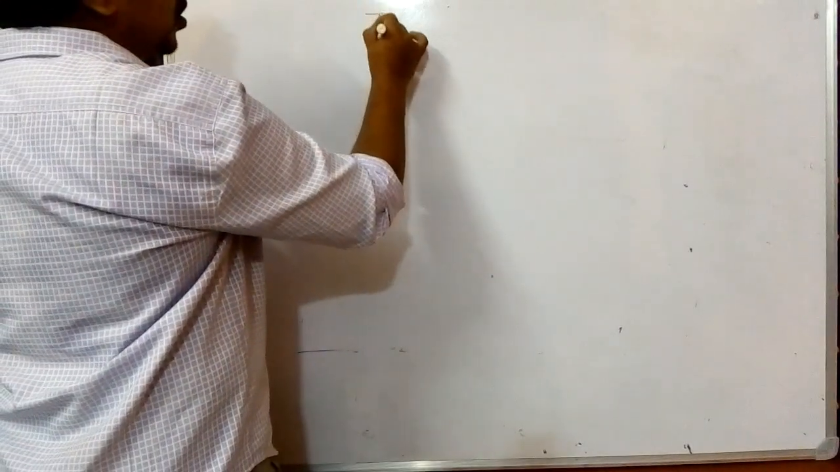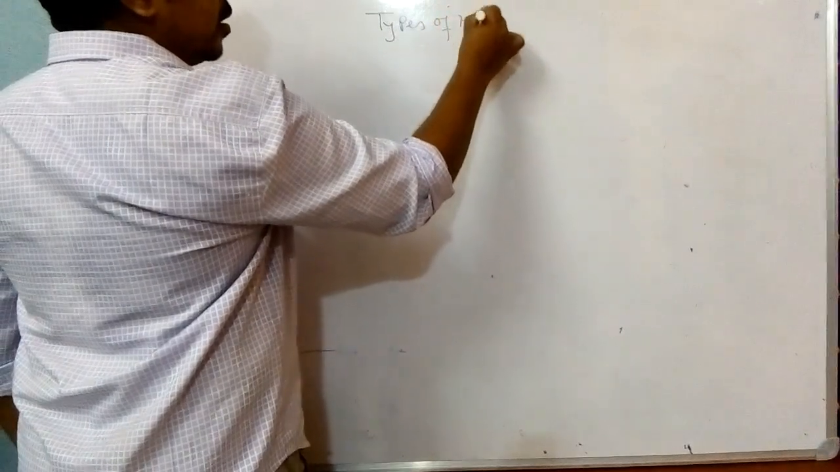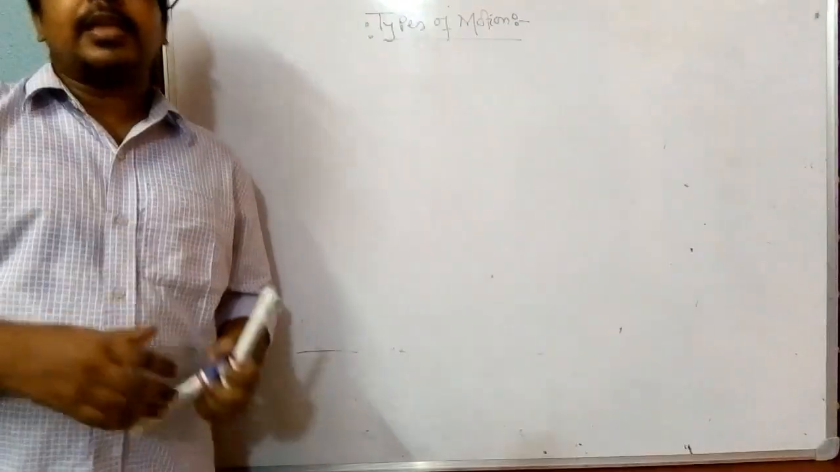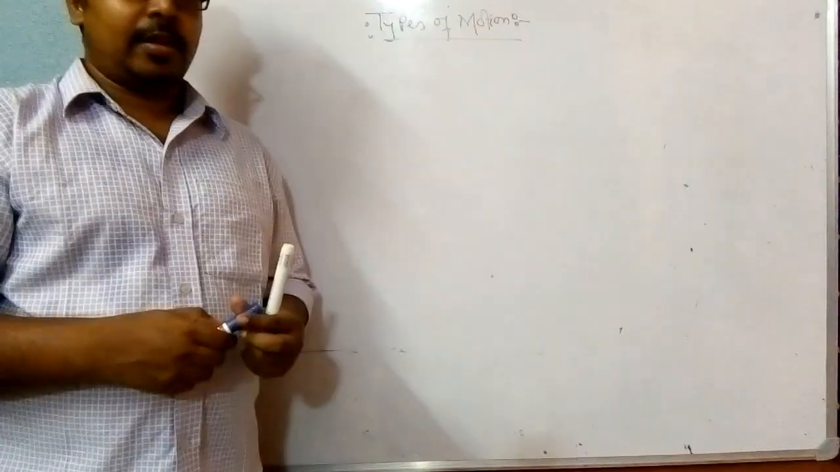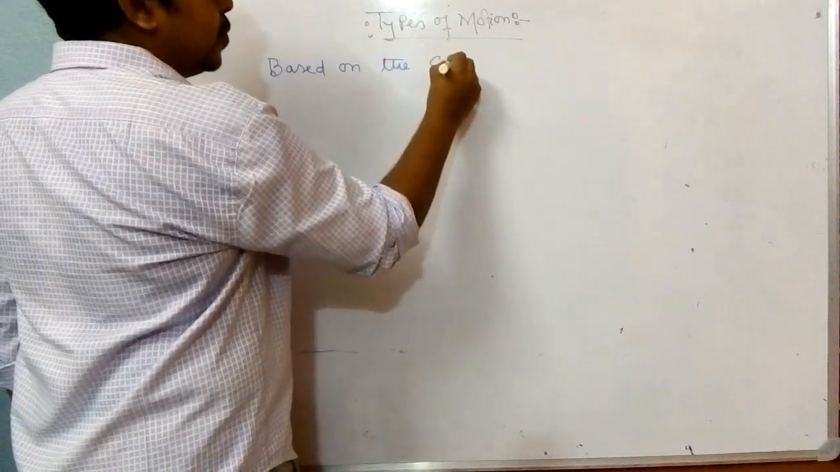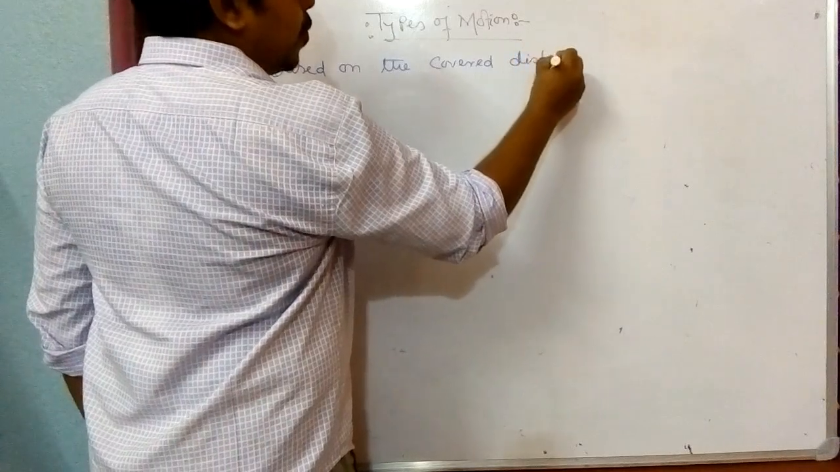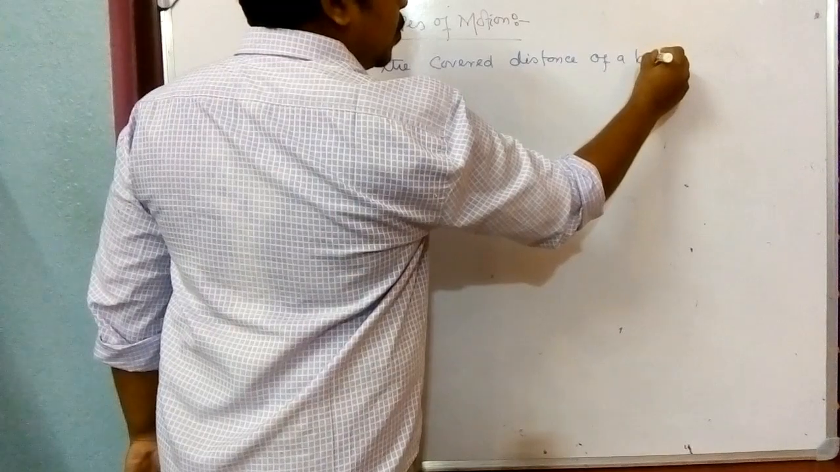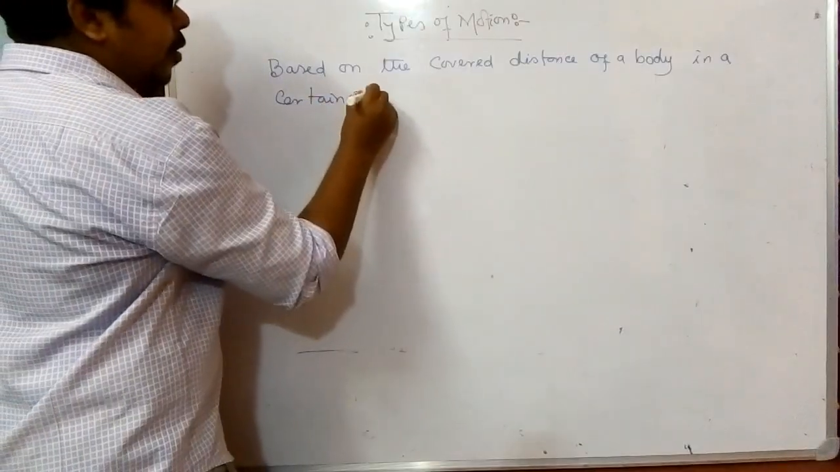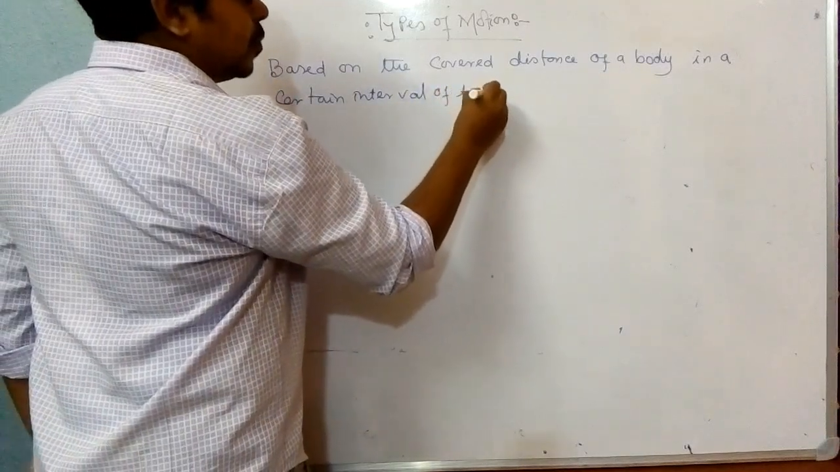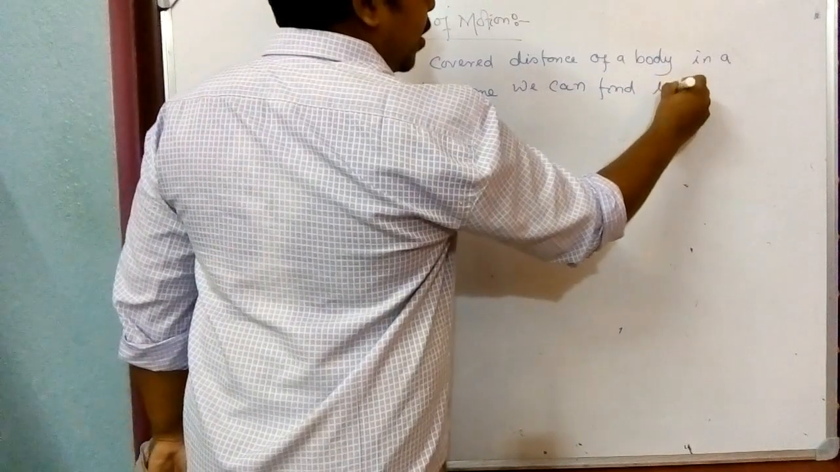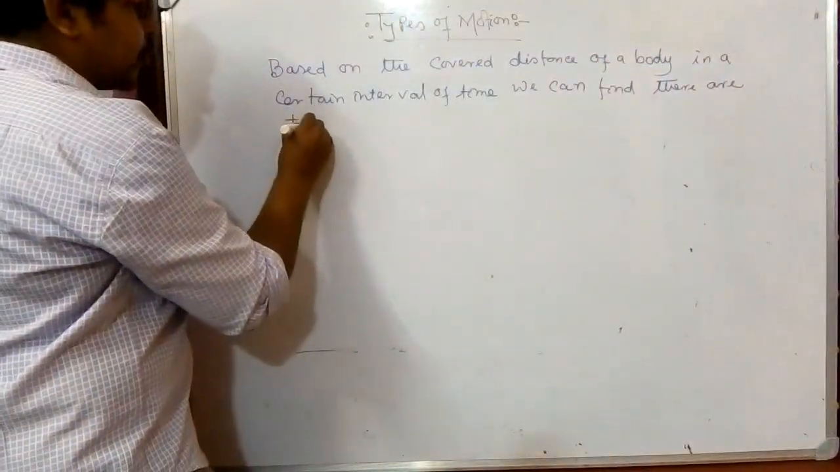again, types of motion. Now you might be asking, sir, in the previous class you discussed types of motion only. So what is it, again types of motion? Here we will discuss types of motion, but based on another thing. I can write that based on the covered distance of a body in a certain interval of time, we can find there are two types of motion.